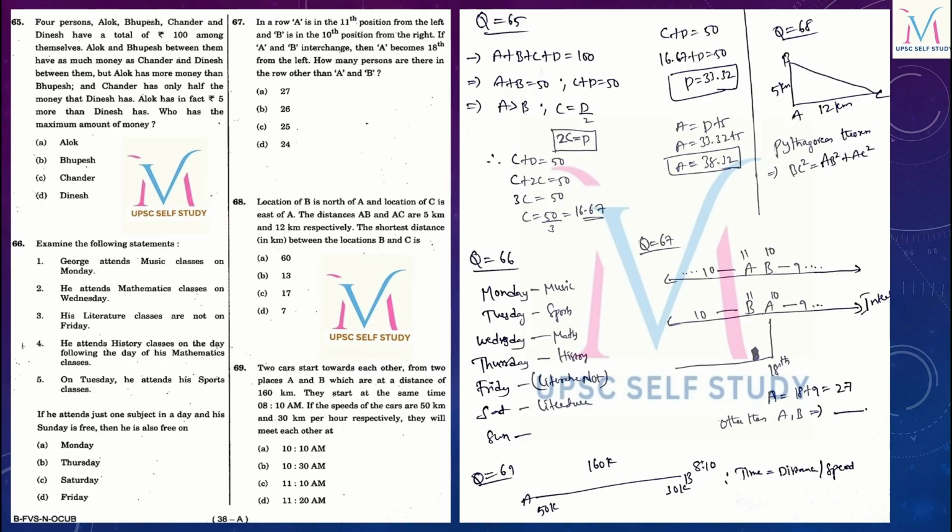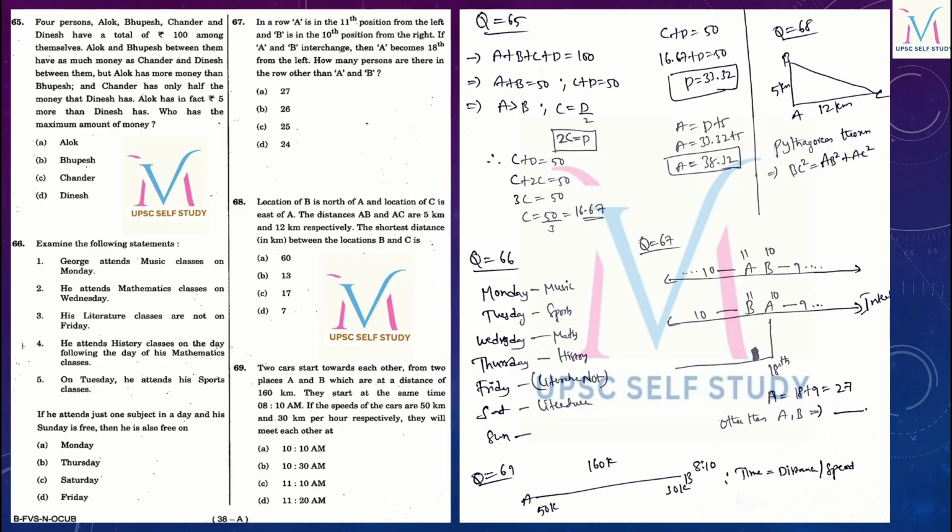So since we know from the equation, Chandar and Dinesh have 50 rupees, right? So C plus D is equal to 50. Now we can write C plus D as 2C from the above equation. Okay, C plus 2C, that is 3C, and if we calculate we get the C amount, that is 16.67. So now we got the amount of C.